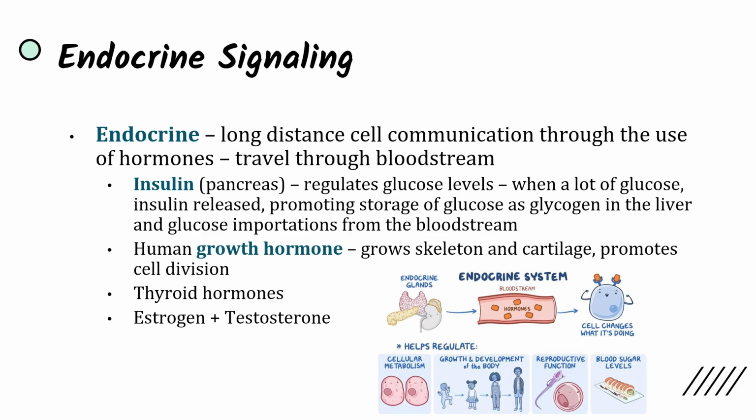And glucose will be then imported from the bloodstream, all because insulin was released from the pancreas and then received in the liver. Now, human growth hormone grows skeleton and cartilage and promotes cell division. There are thyroid hormones, and then lastly, of course, there are going to be estrogen and testosterone, which are going to be your hormones that create reproductive function and work throughout puberty, and they travel through your body through the endocrine system, through the bloodstream.